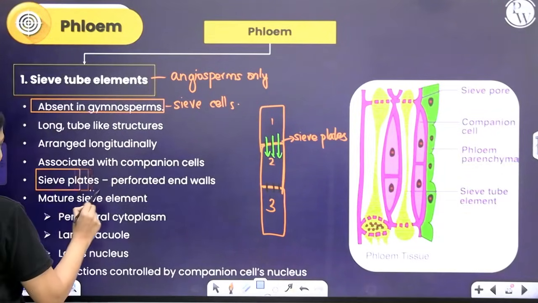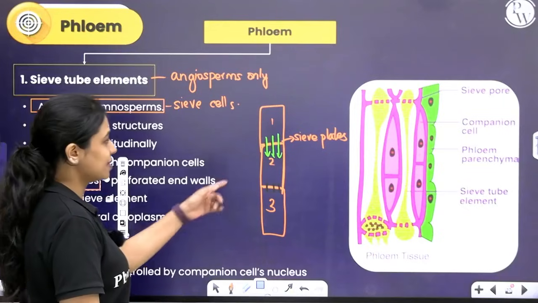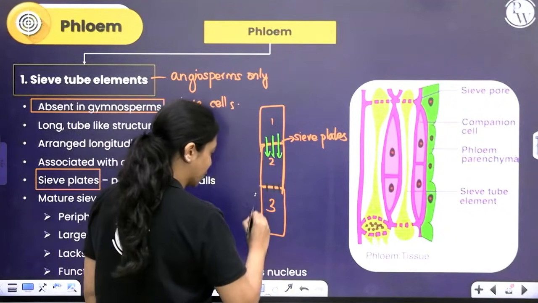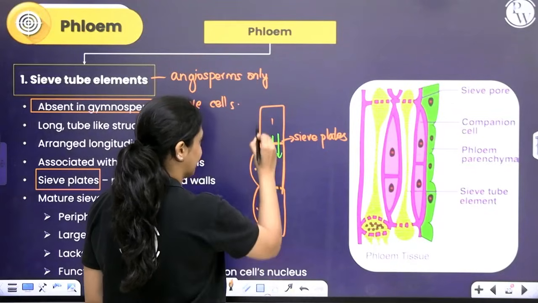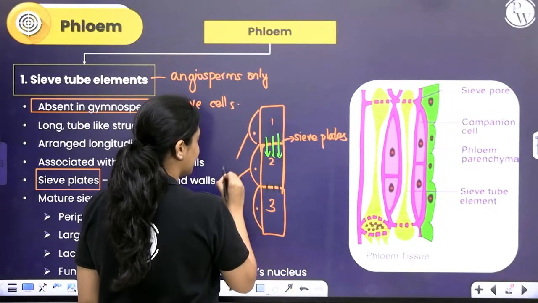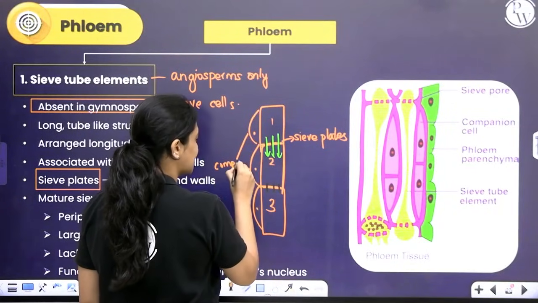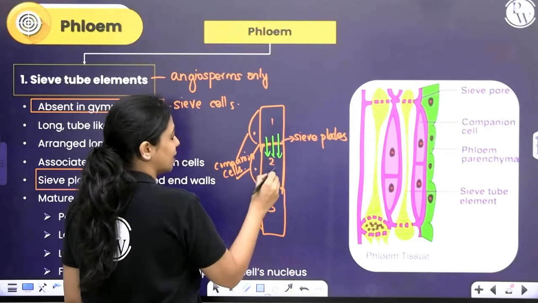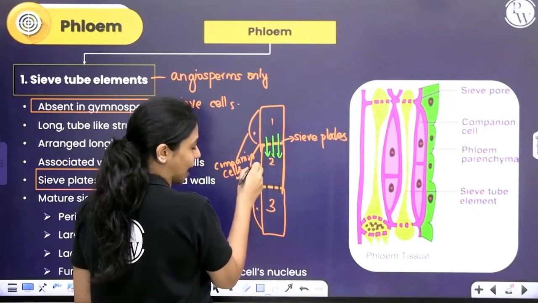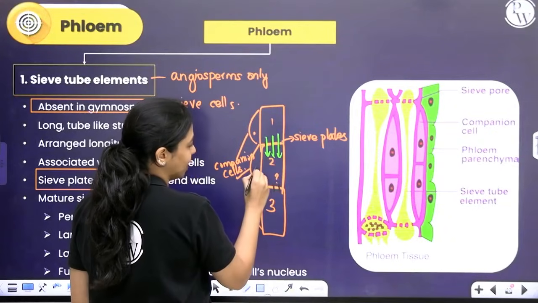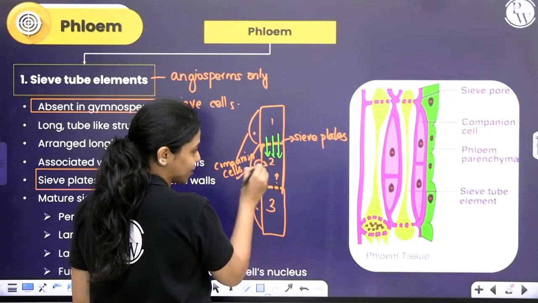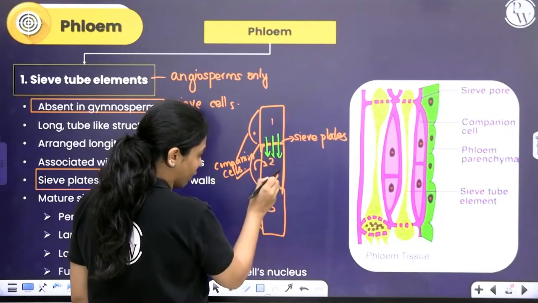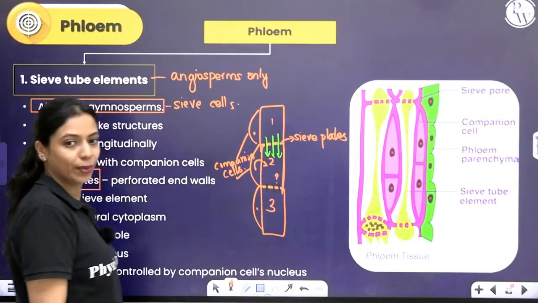We call them sieve plates. I already told you about that. Since they lack a nucleus of their own, they are associated with cells that are called companion cells. The nucleus of the companion cells governs the activity of the sieve tube elements. This doesn't have a nucleus of its own. How can its functions be governed? The companion cells lying adjacent to the sieve tube cells will govern the activity of the sieve tube elements.